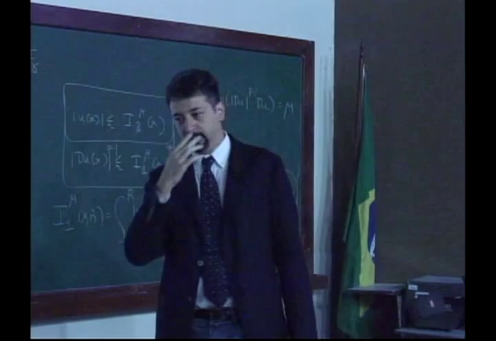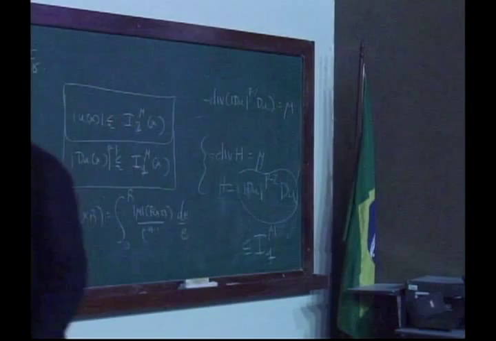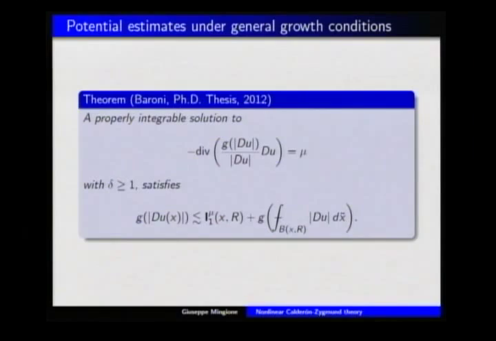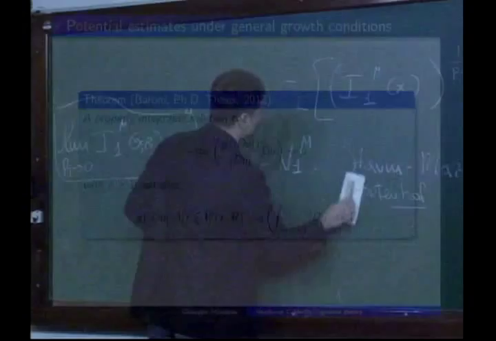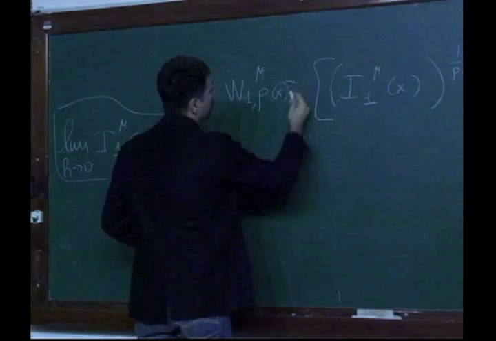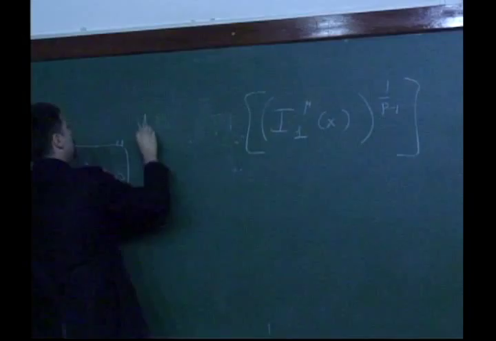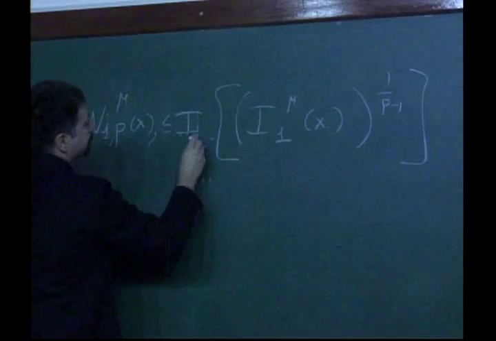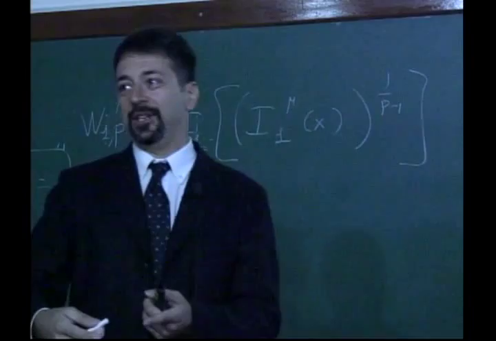Do I still have 1 minute? Just to explain one thing. It might seem strange that when you get estimates for Wolff potentials, when you want to have estimates for u, you get Wolff potentials. When you want to have estimates for the gradient, you get Riesz potentials. So why Riesz potentials and not Wolff potentials? Or why Wolff potentials and not Riesz potentials?